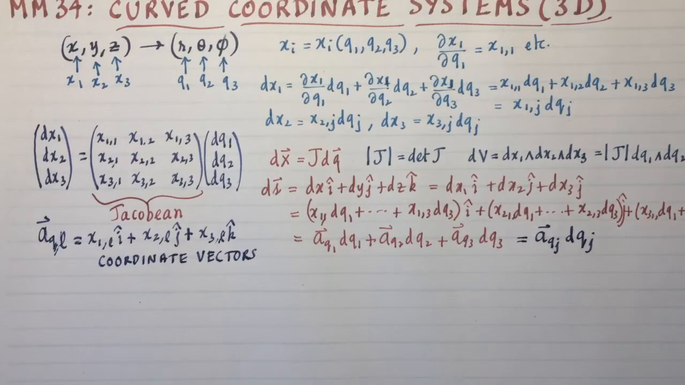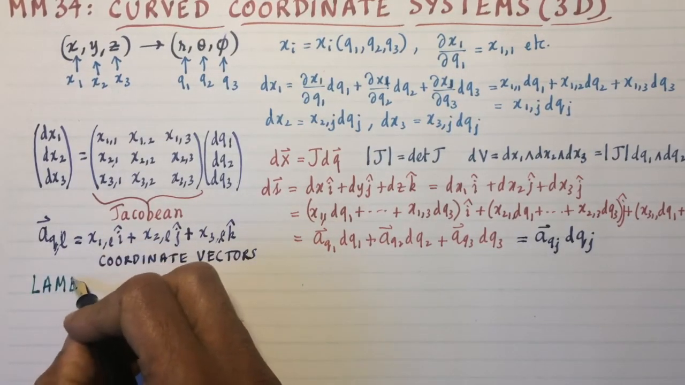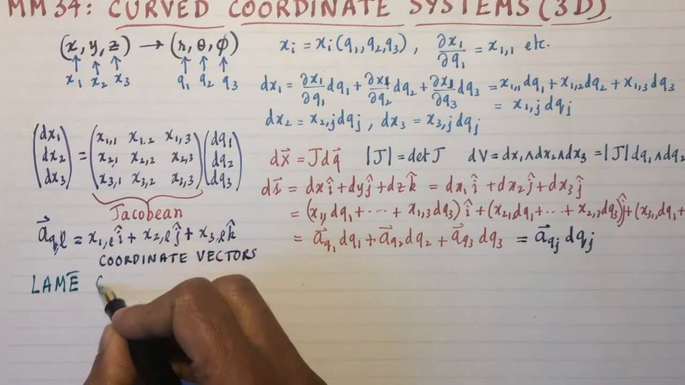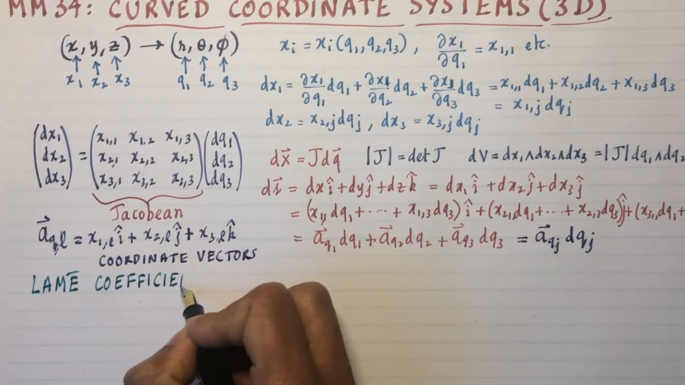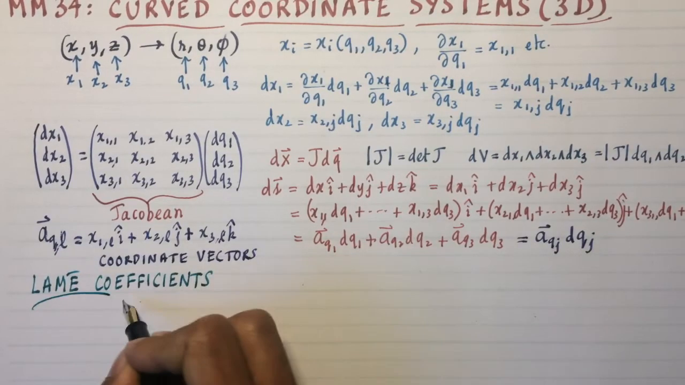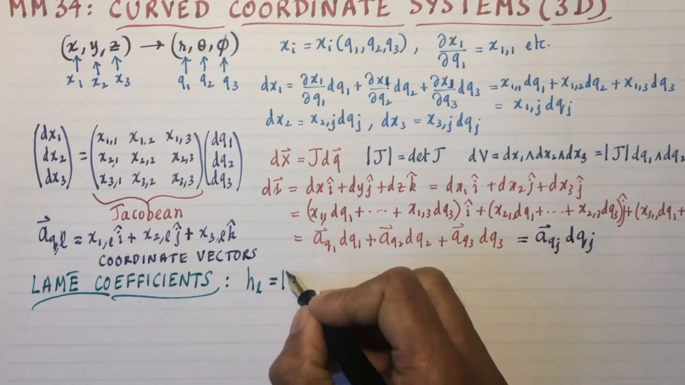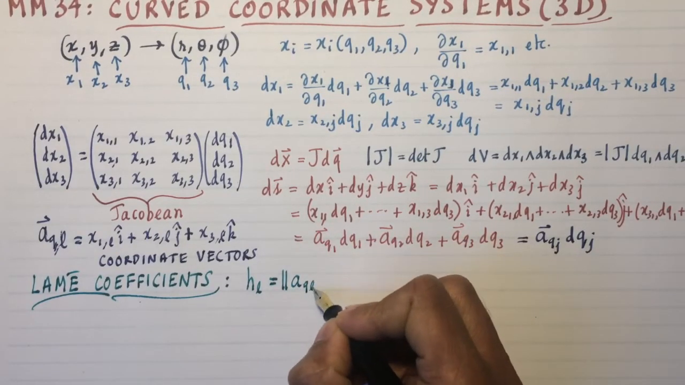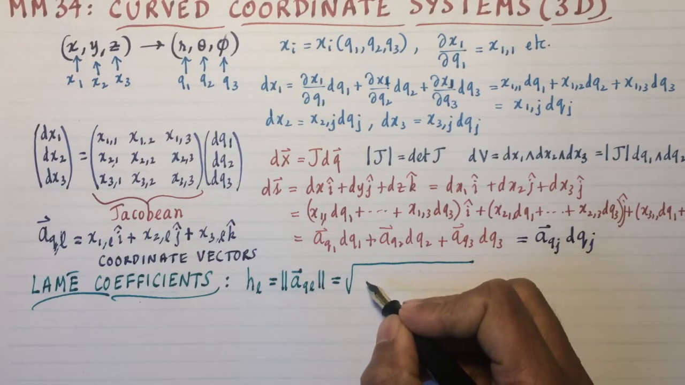There are some important coefficients which I'm going to define next, known as the Lamé coefficients. Please don't say lame. The Lamé coefficients are essentially the length of these coordinate vectors. How is the length of a vector defined? It's just the square root of the components squared.